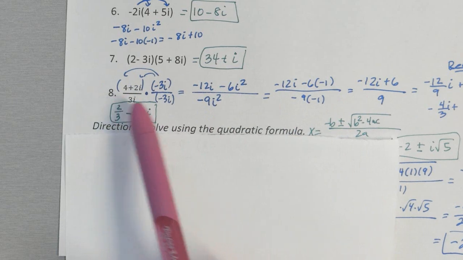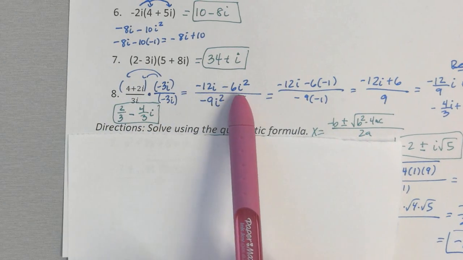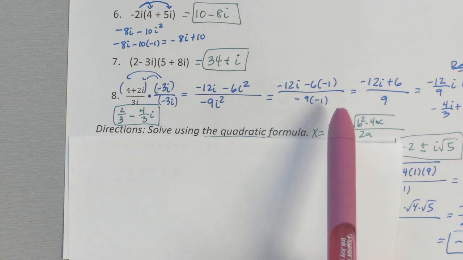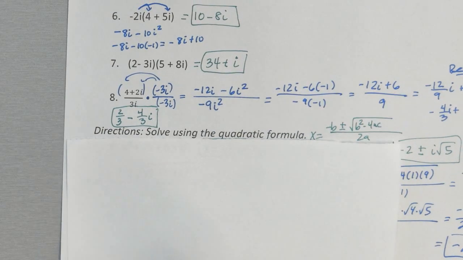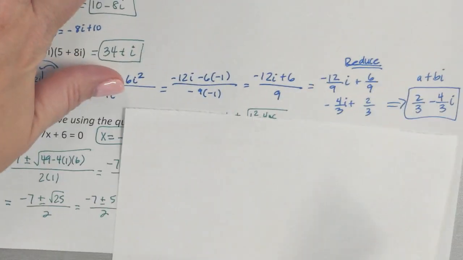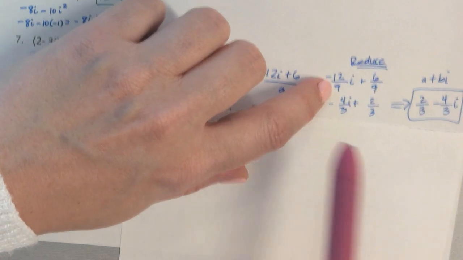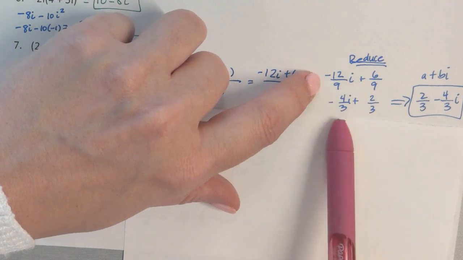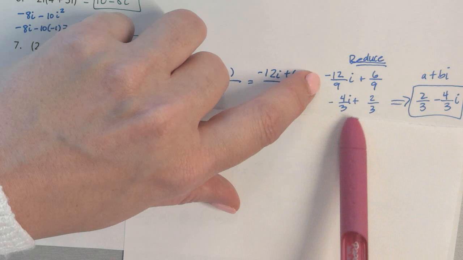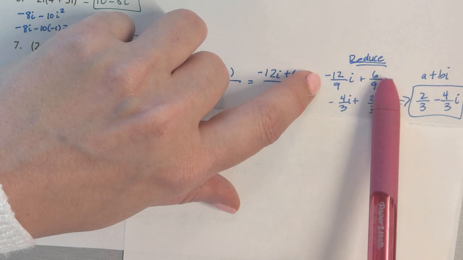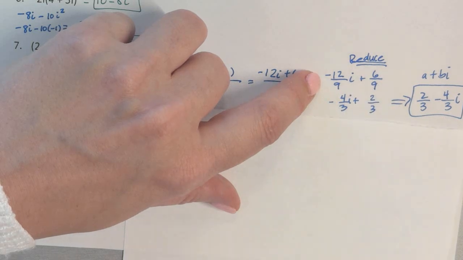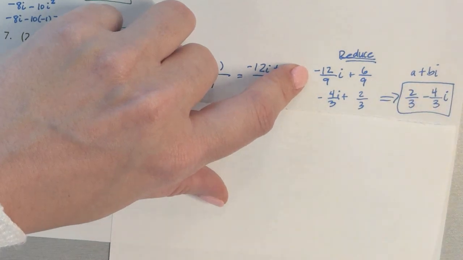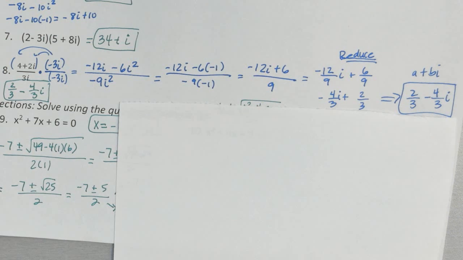And then on the top, you get negative 12i minus 6i squared, because you're distributing. So negative 12i plus 6 would be the simplified version. And then you have to make sure that you simplify each one of these. So you're reducing. 12 and 9, 3 goes into both. It reduces to negative 4/3 i. 3 goes into both 6 and 9, so that would be 2/3. And then you have to write it in the form a plus bi. That's how you get your final answer.